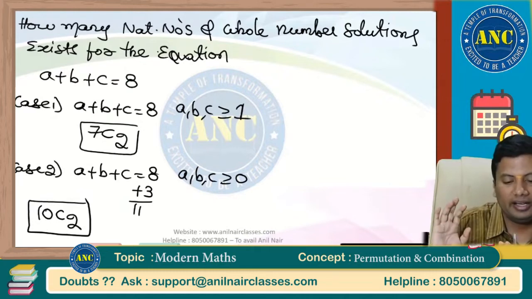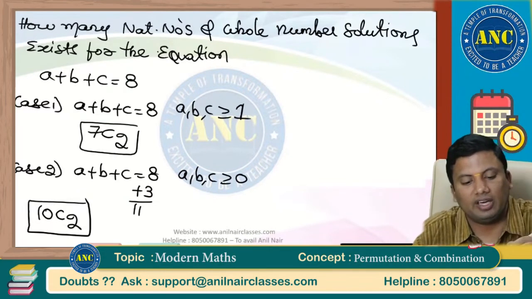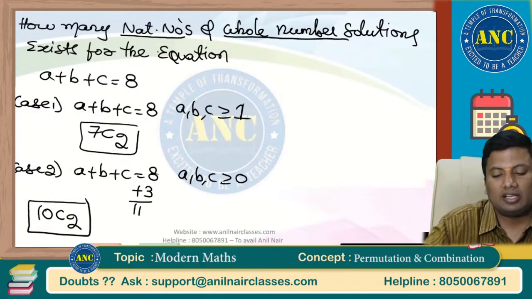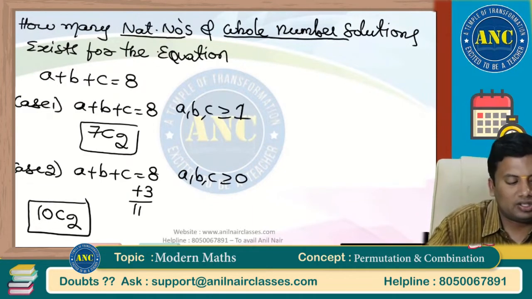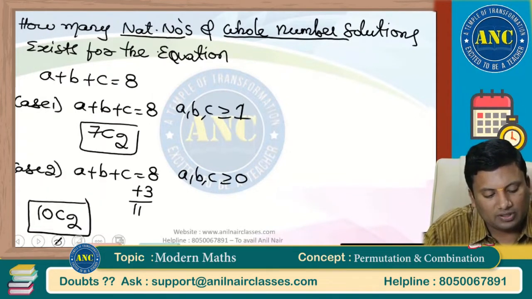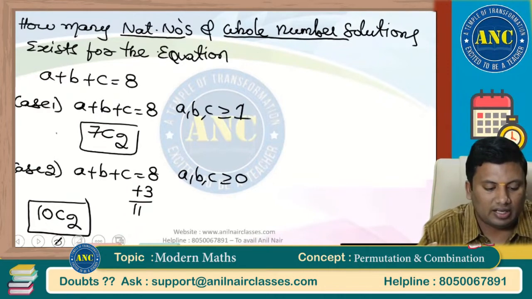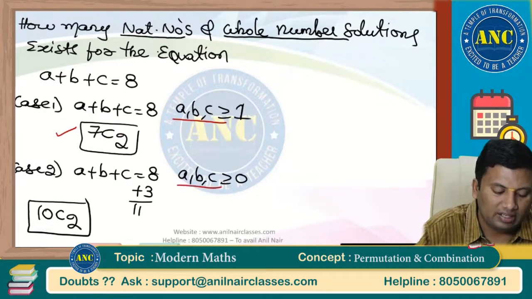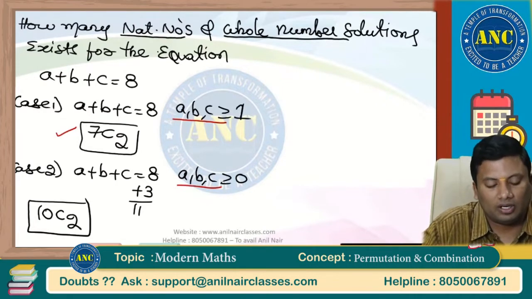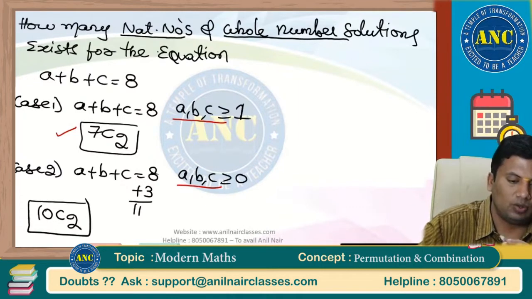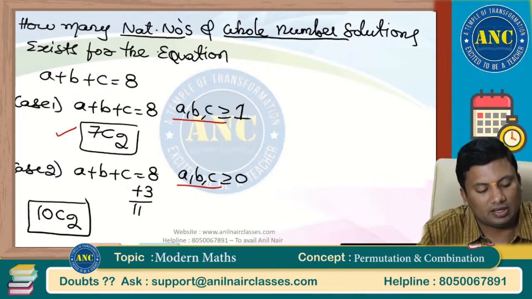I hope the idea is clear, right? Instead of giving the variables starting from 1 or 0, he might also ask a question like this: how many natural number solutions, how many whole number solutions exist for the equation a plus b plus c equivalent to 8? Answer is 7C2 if it is starting from 1. If it is starting from 0, 1, 1, 1, 3 I need to add. 8 plus 3 is 11. Answer is 10C2. Case number 1 and case number 2.